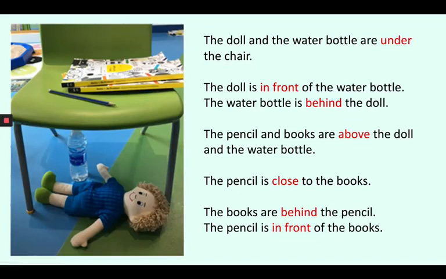The pencil and the books are above the doll and the water bottle. The pencil is close to the books. Can you see it's quite close? It's not far away. It's close to the books. The books are behind the pencil. And the pencil is in front of the books. Okay, if you were able to follow all of those in the picture, give yourself a big thumbs up. Well done, you are doing so well.